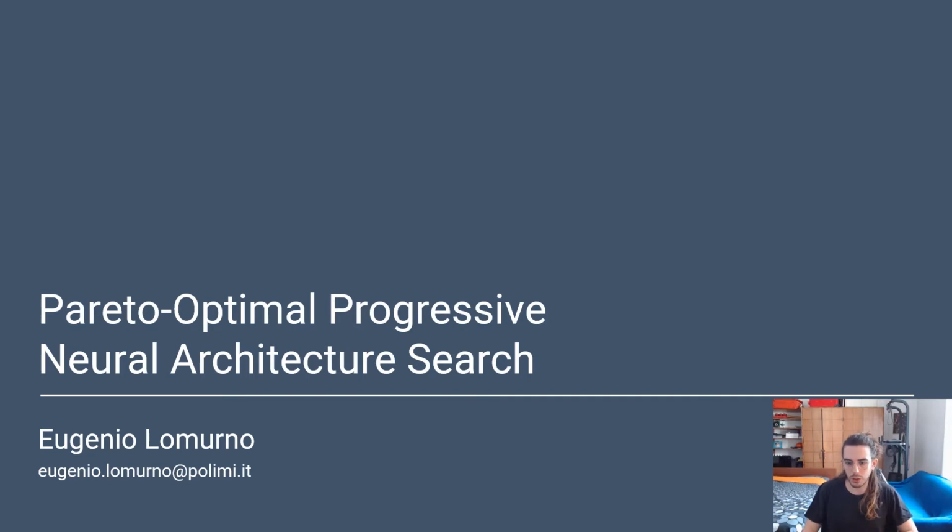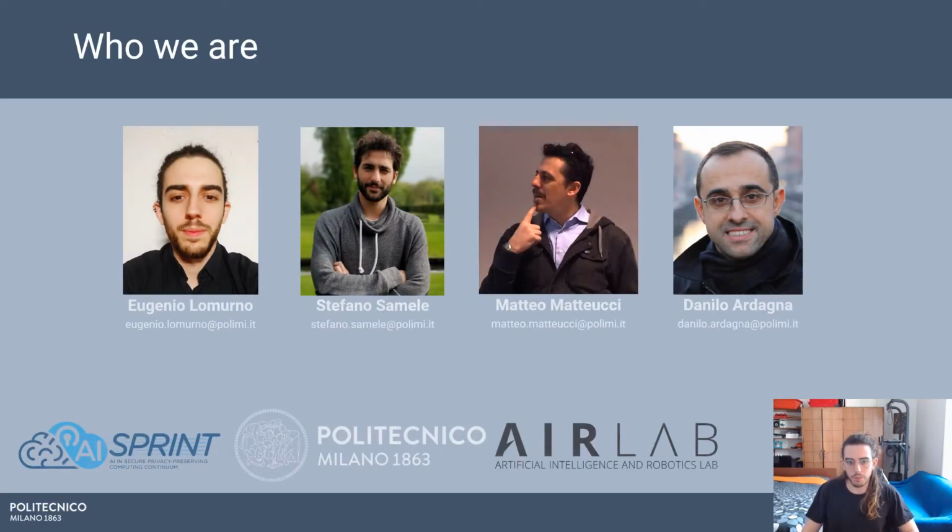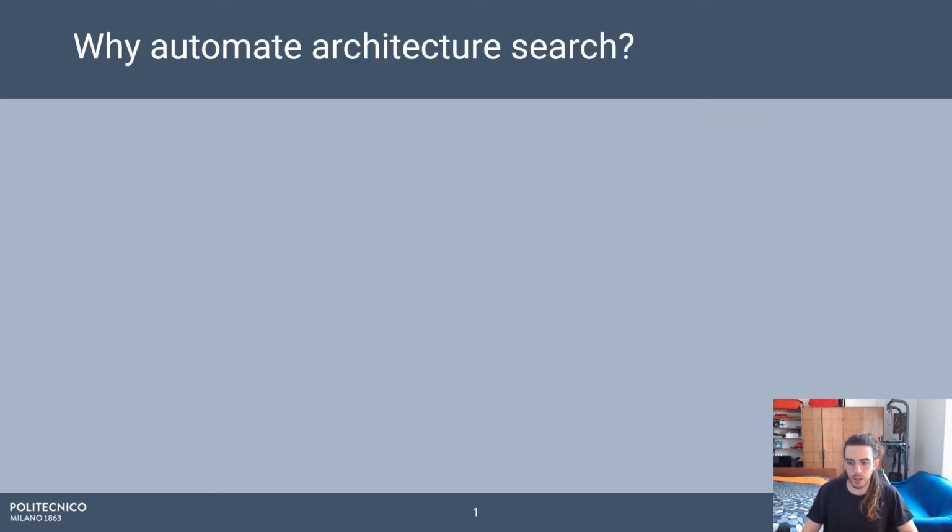of automatic machine learning. Before beginning, I want to present you our research team, which is composed by me, my colleague Stefano Samele, and our teachers Matteo Matteucci and Danilo Ardagna. This work has been financed by the European Commission through the Horizon 2020 project, and it is part of the iSprint project. So, why is it nowadays necessary to automate the neural architecture search?